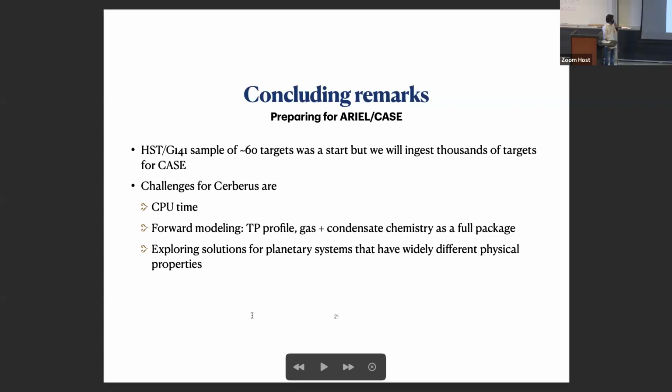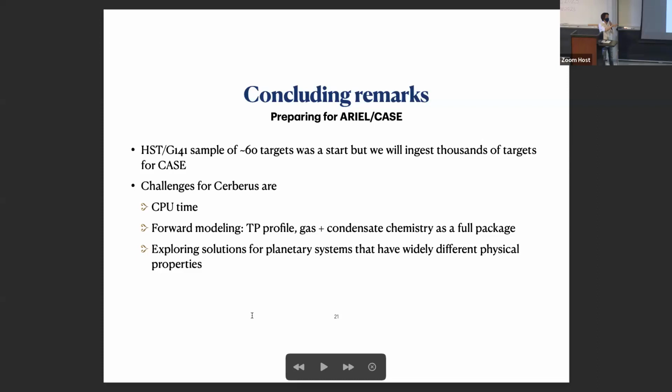So yes, grid in a strong interaction between chemists and retrieval people. And on the last point, exploring solutions for planetary systems that have widely different physical properties. That's one of the most challenging things when you're dealing with thousands of targets. They won't all be ultra Jupiters. They won't all be super Earths. There will be a large and vast variety of targets in there.